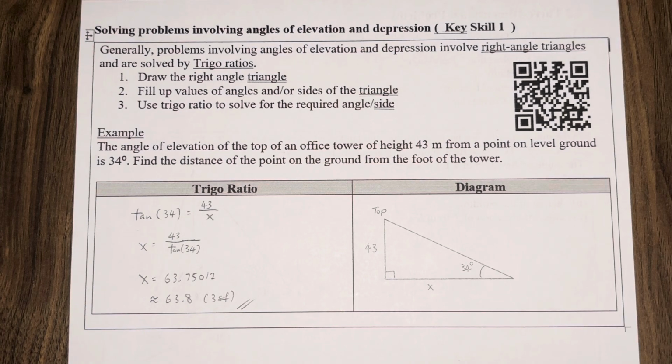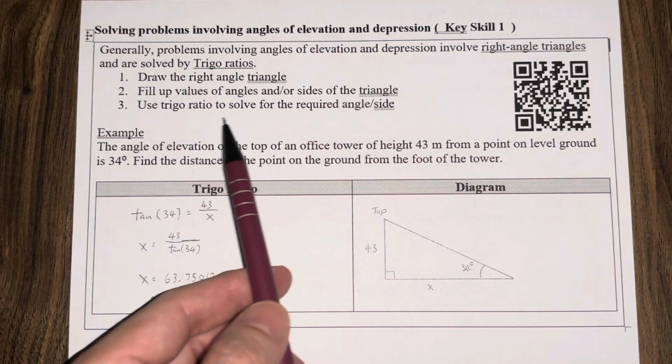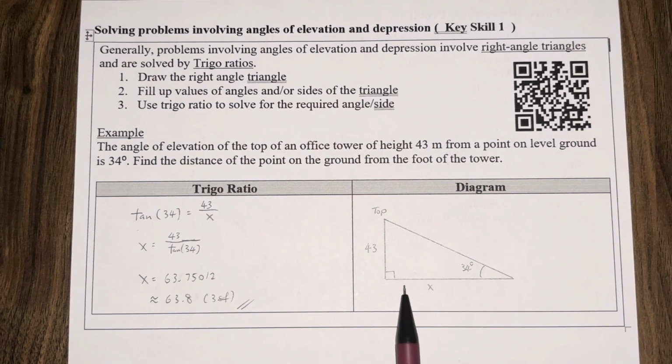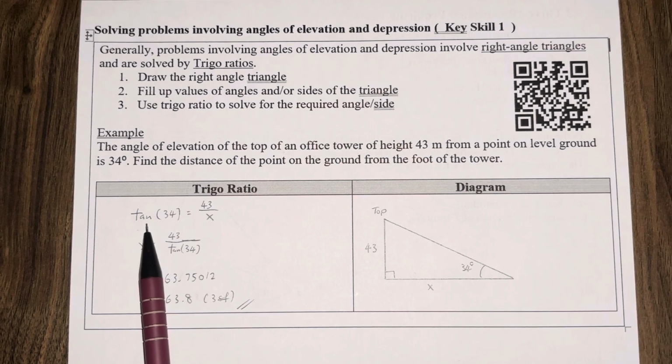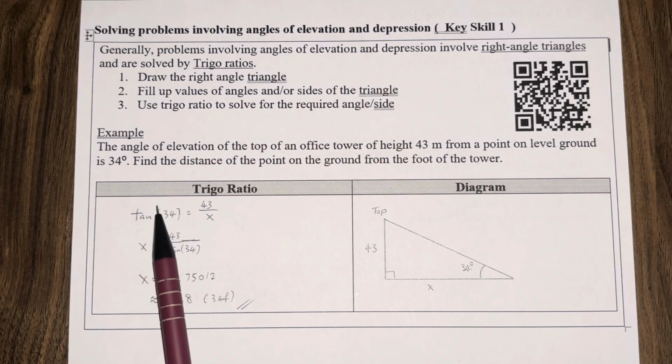So generally all angles of elevation and depression are done in the same exact way. From the story, you draw the triangle, you fill up whatever you have. Out of these three things, one of them will be the unknown, and then you just got to figure out, is it sine, tangent or cosine, and then write the Trigo ratio and make x the subject.